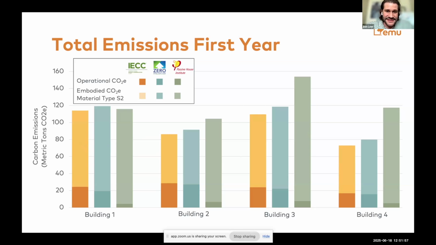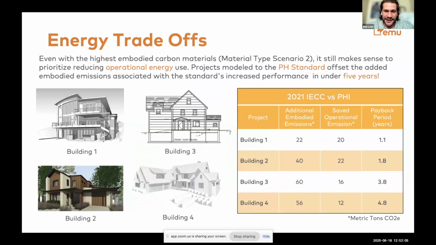And this is for the first year, right? So we're only looking at 1 year of operation. This does change because we are going to be looking at a building over a lifespan. And if we think about our energy trade-offs, so what is the energy we need to build the building versus the energy that we could save in the building later on, we start to come to a conclusion.